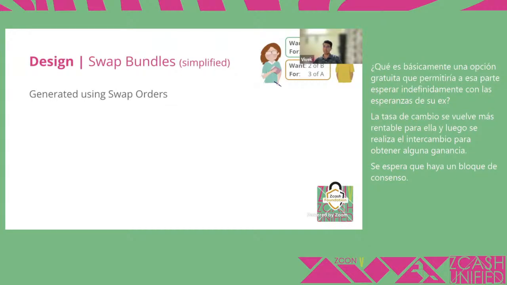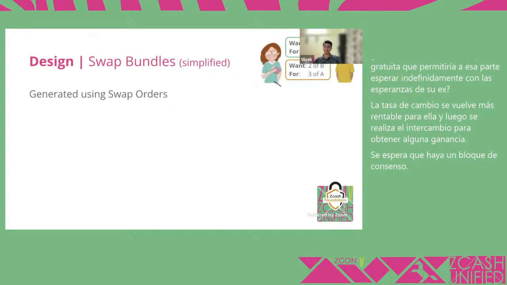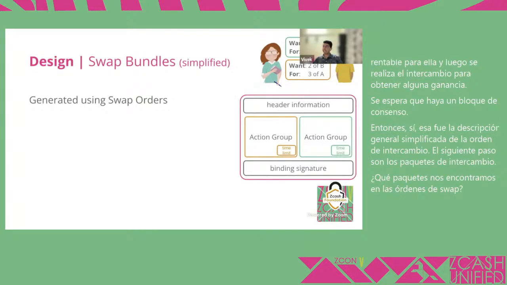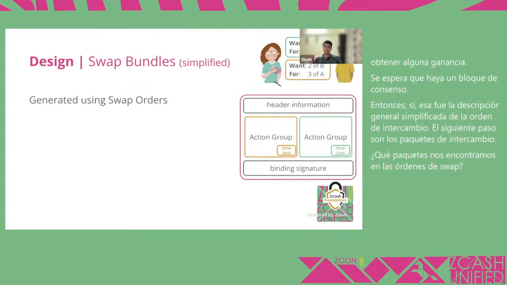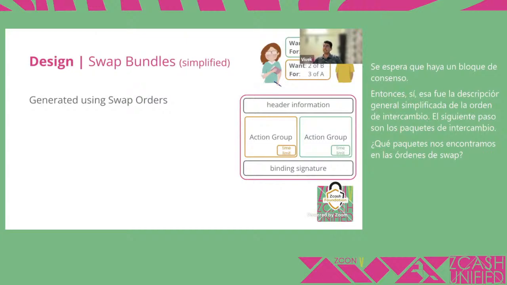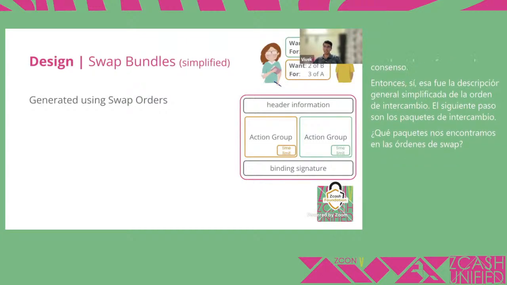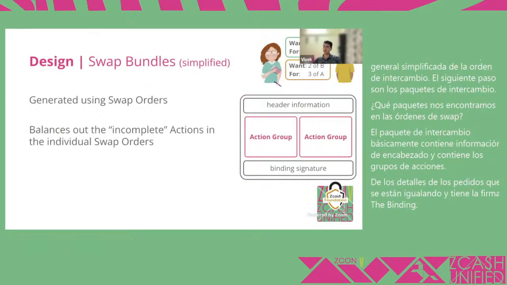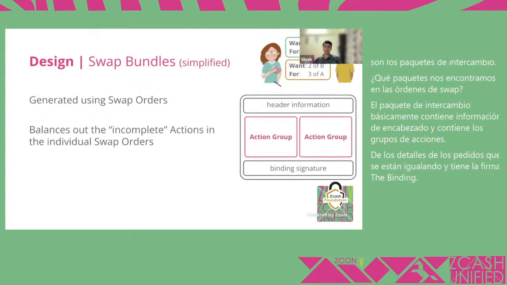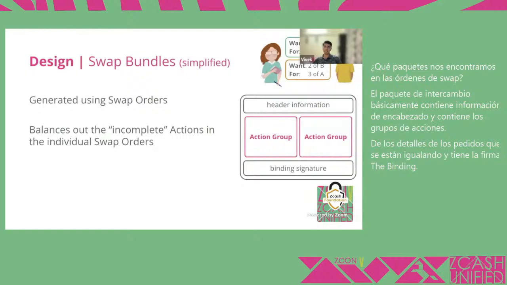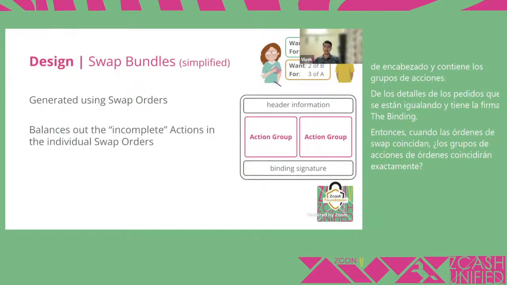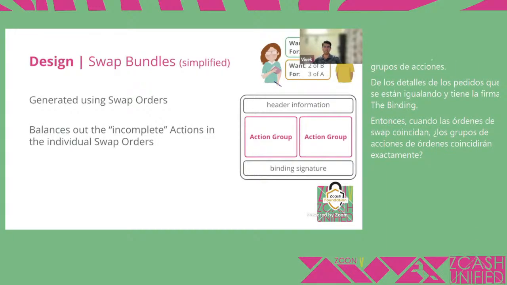Next up is swap bundles, which is where we combine the swap orders. The swap bundle basically contains some header information. It contains the action groups from the specific swap orders that are being matched, and it has a binding signature. So when the swap orders are matched, the action groups from both these swap orders will exactly match the inputs and outputs. And this is what I'd hinted at earlier about the incomplete actions getting balanced during the matching process.